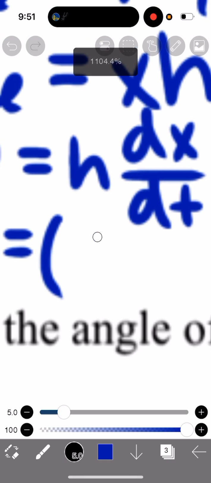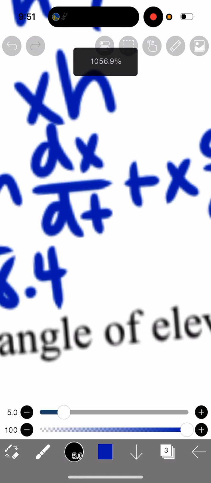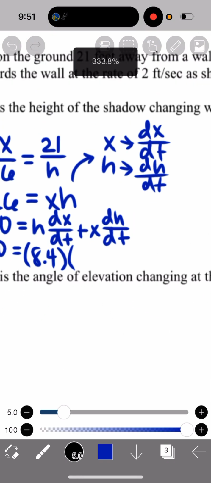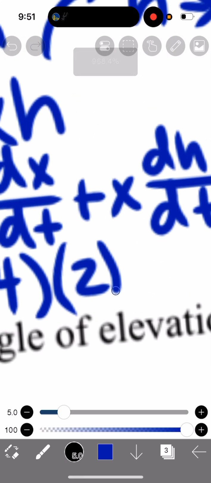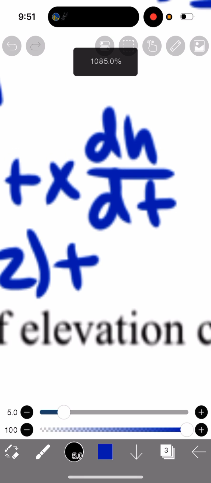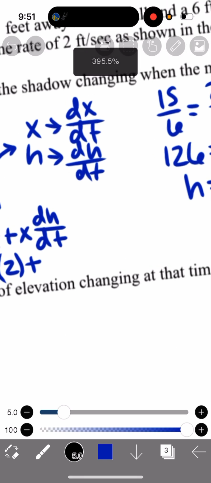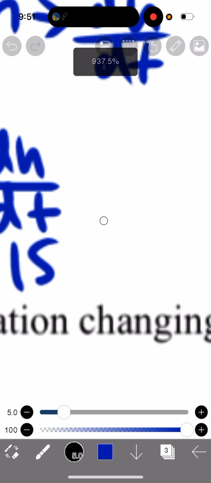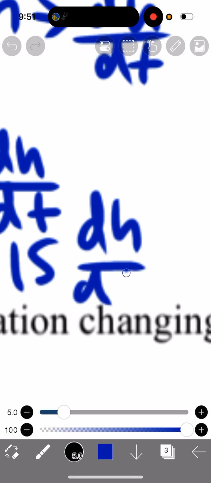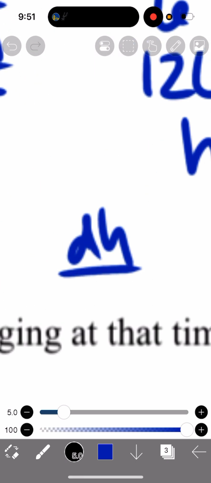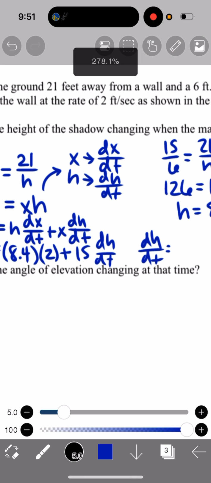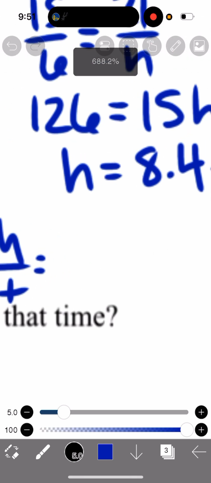So 0 equals, let's plug in our h, 8.4. dx over dt it was 2, right? Yeah, 2. And it's increasing, so it's positive, which was 15 dh over dt. Now we can just isolate our dh over dt to further simplify to get this all done.